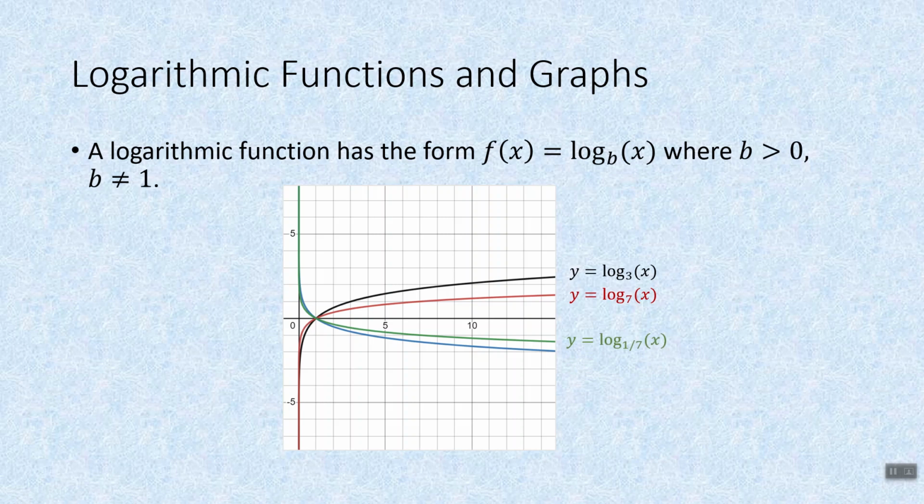In green, I have y equals log base 1/7 of x. So we see that fractional base values look different than base values where the base is larger than 1: decreasing versus increasing. And finally, log base 1/4. For a smaller fraction, a larger denominator makes a smaller fraction, it's going to hug closer to the x-axis. Very interesting.